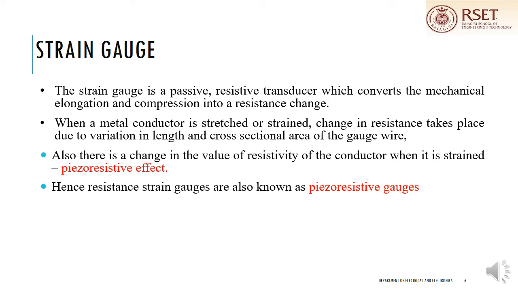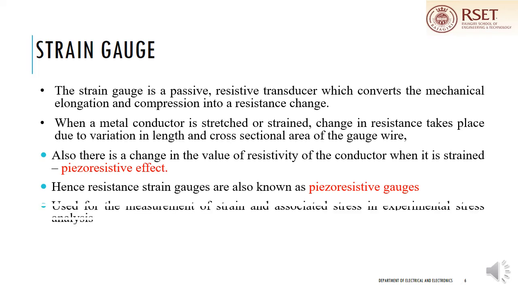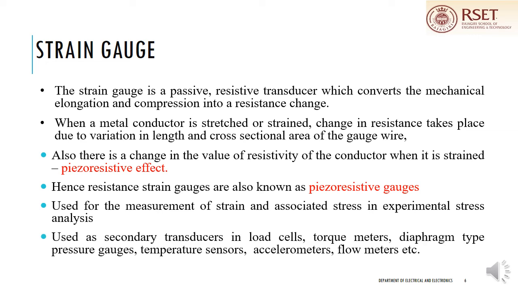They are used for measurement of strain and associated stress for stress analysis. Further, they can be used in load cells, torque meters, diaphragm type pressure gauges, etc. as secondary transducers. Now let us see the gauge factor associated with the strain gauge. Gauge factor is defined as the per unit change in resistance to per unit change in length.